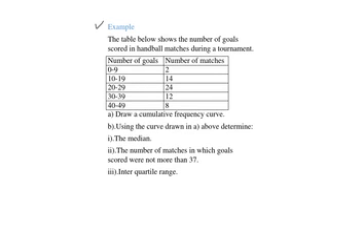Let me take you through this example. We are told that the table below shows the number of goals scored in handball matches during a tournament. So we have the number of goals and the frequency or the number of matches. This is a grouped data because it is given in class. We are expected to draw a cumulative frequency.